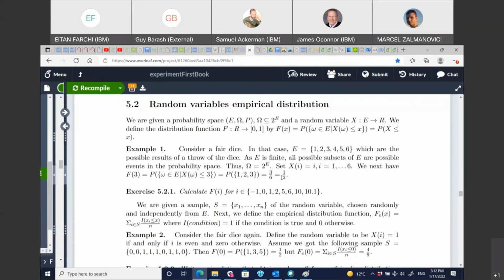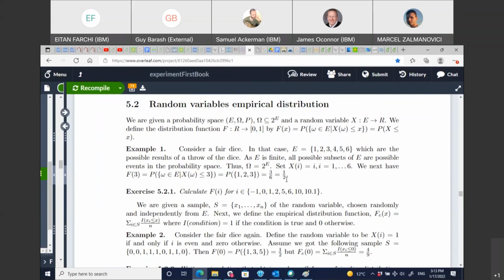Now the other thing we'll need in order to do this is, so we'll need the concept of the random variable, and we'll need the concept of a distribution function. And the distribution function is just what's the probability of the random variable being less than a certain value. So the distribution function of 3 is the probability of the random variable being less than 3, which is 3 over 6, which is a half.